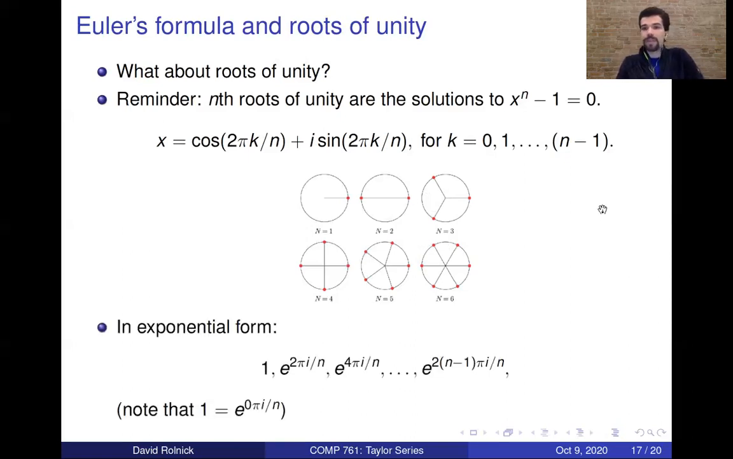Now, in exponential form, you can just write them like this, which is where the angles go into the exponents. So you have e to the 2 pi i over n, 4 pi i over n, all the way up to 2 times n minus 1 pi i over n. And then 1 is always a root of unity. 1 to the n minus 1 is always equal to 0. And that's just e to the 0 pi i over n, because 0 pi i over n is just 0, and e to the 0 is just 1.